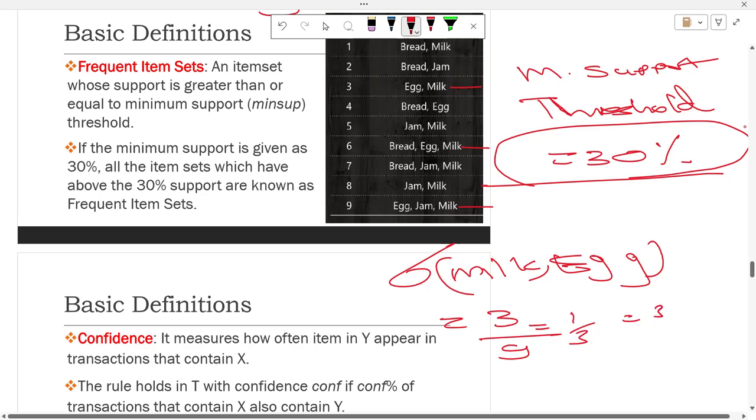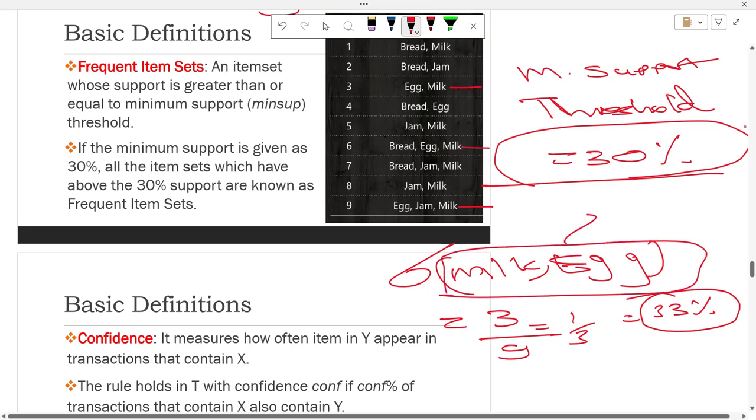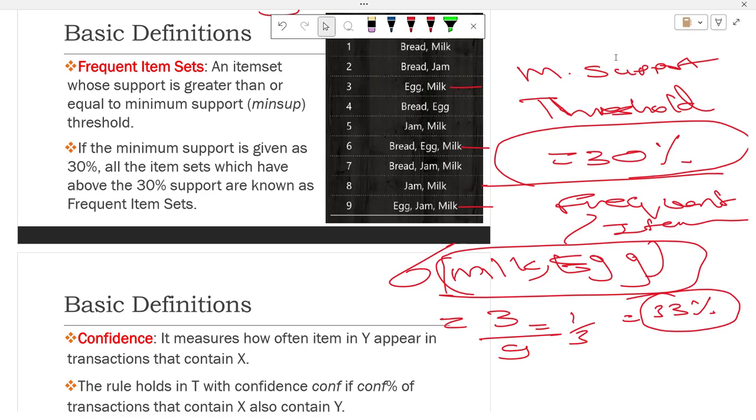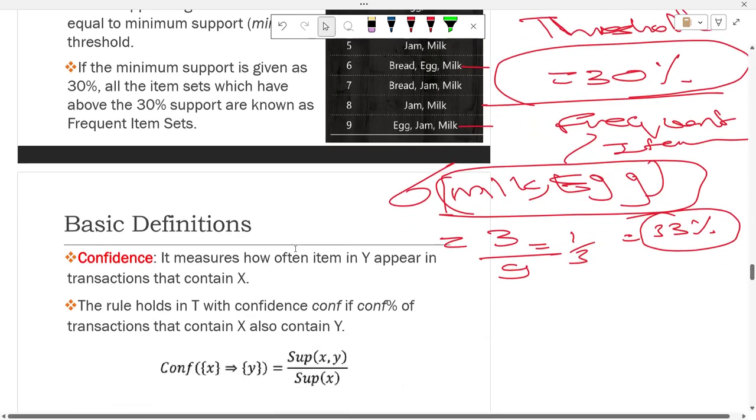So 1 over 3. That is also 33%. Now this 33% is above the minimum support threshold value, right? The minimum support threshold value is 30%, so 33% is above 30. So we can say this milk and egg item set is a frequent item set. Did you understand now? Similarly, for all the supports, we can find out whether it's a frequent item set or not. To find the frequent item sets, we need to know the minimum threshold value. If you know it, you can compare whether the support is greater than or equal to the minimum threshold value, and depending on that, we can say whether it is a frequent item set or not. That is the way we find the frequent item sets.